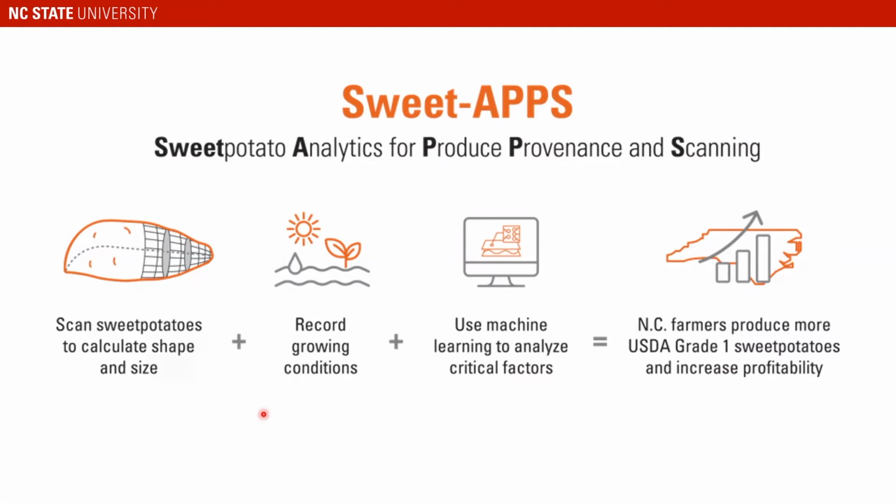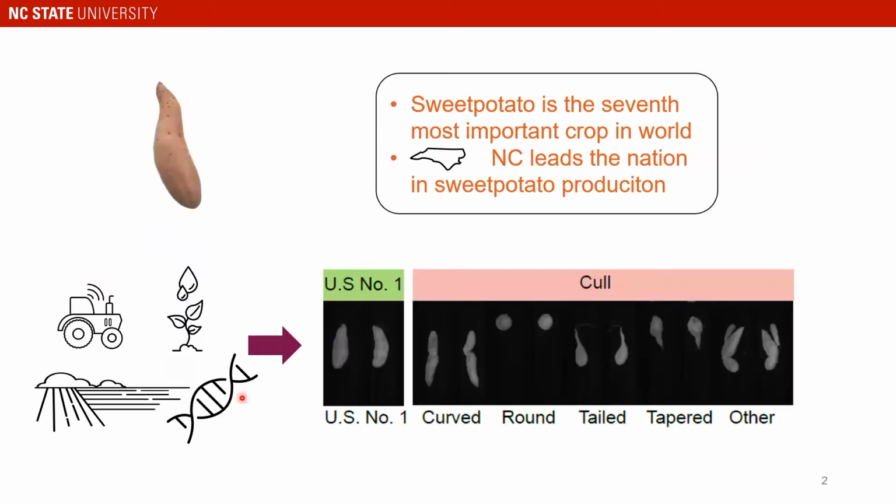I want to take this time to introduce you to one of the projects I am working on, which is the Sweetpotato analytics for produce provenance and scanning. The goal of this project is to help North Carolina farmers produce better quality sweet potato using machine learning and data analytics approaches. Sweet potato is the seventh most important crop in the world and one of the most important crops here in North Carolina.